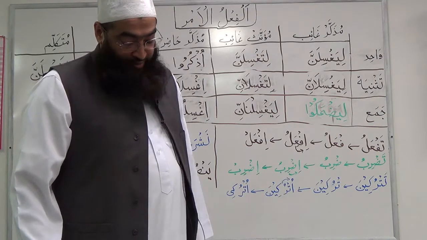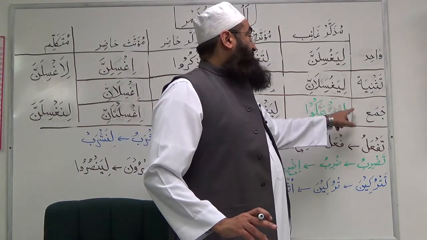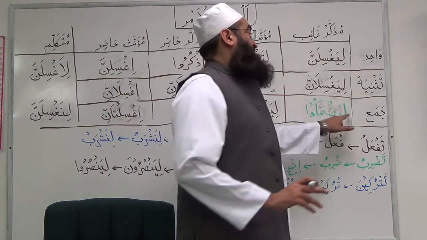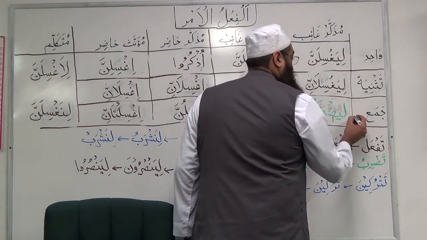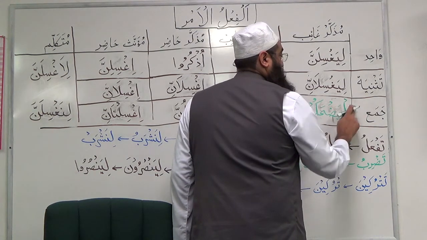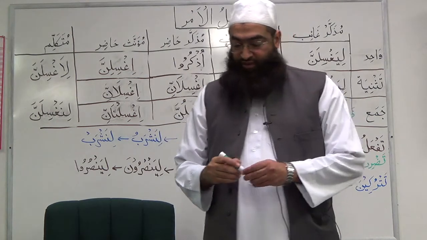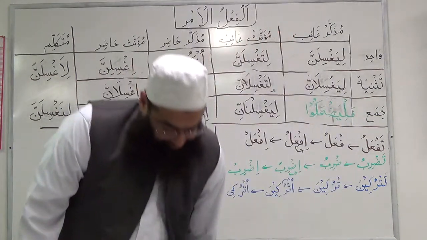Now the same thing happened here. Fa came in the beginning, so this became sakin because of the fa. So because of the fa, it became like this, fal. Otherwise, if this fa wasn't there, there would be a kasra on the lam. I hope that makes sense.